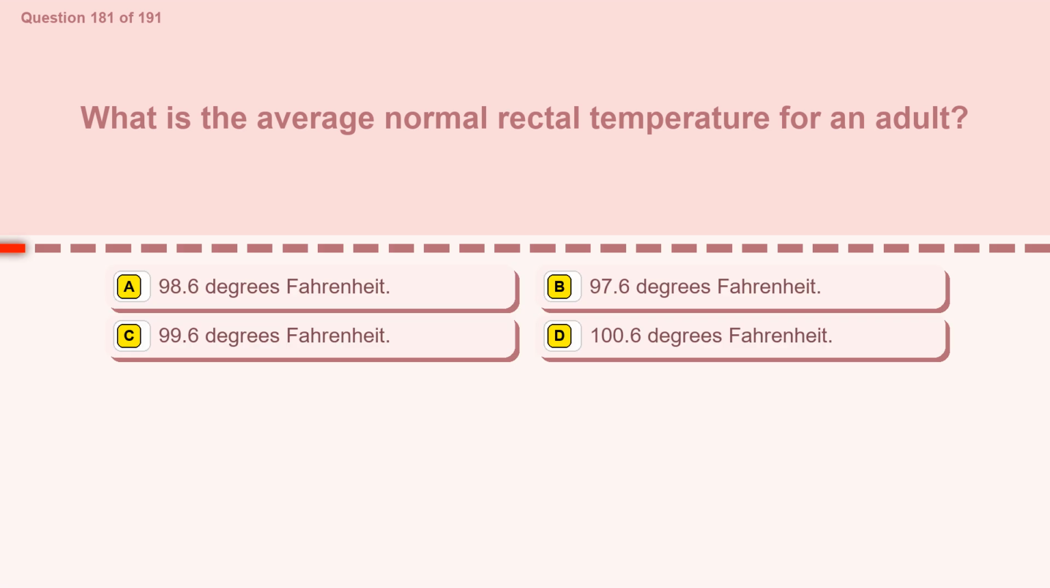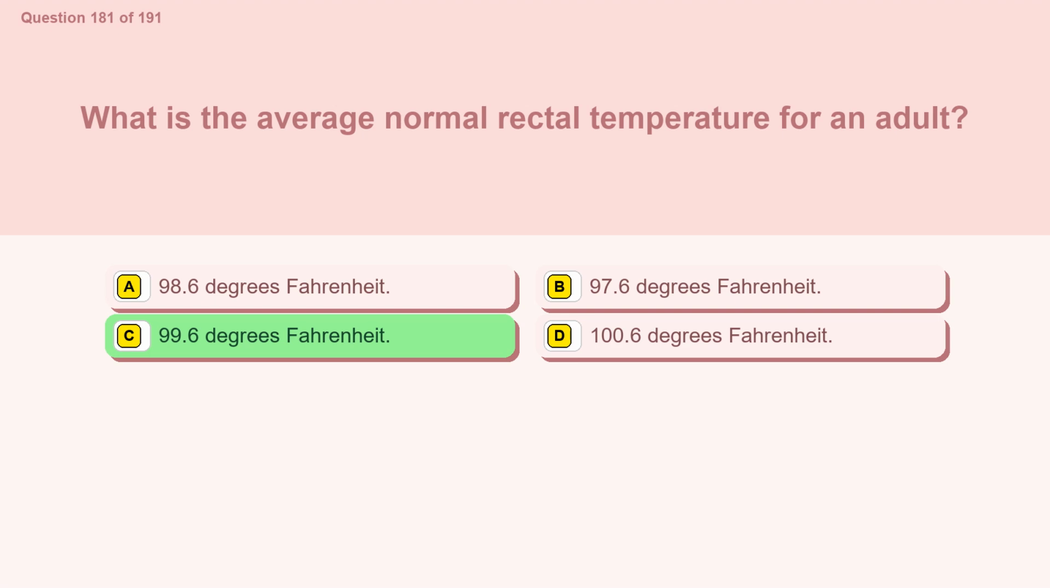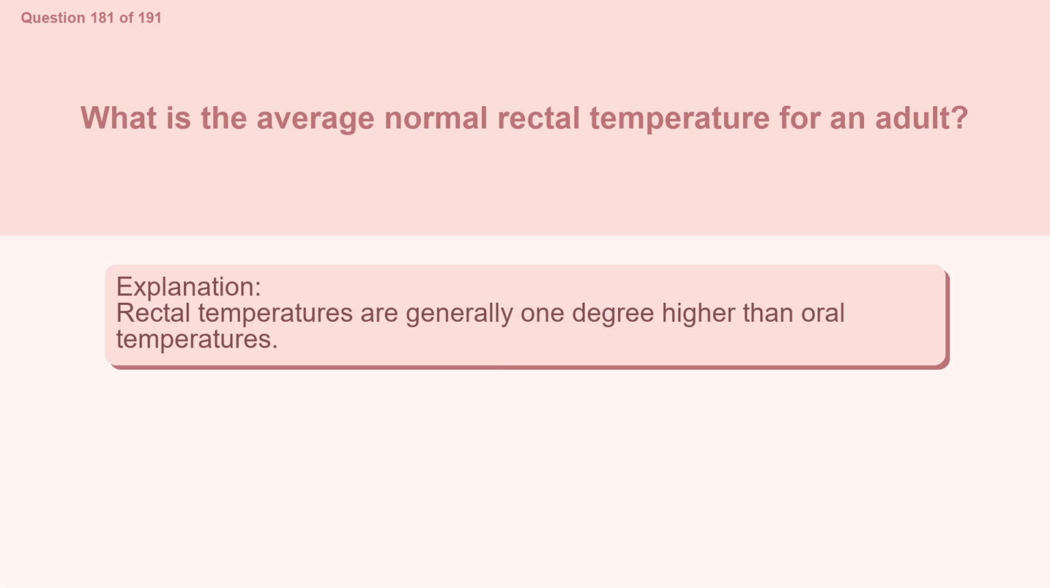Question 181. What is the average normal rectal temperature for an adult? Option A, 98.6 degrees Fahrenheit. Option B, 97.6 degrees Fahrenheit. Option C, 99.6 degrees Fahrenheit. Option D, 100.6 degrees Fahrenheit. The correct answer is option C, 99.6 degrees Fahrenheit. Rectal temperatures are generally 1 degree higher than oral temperatures.